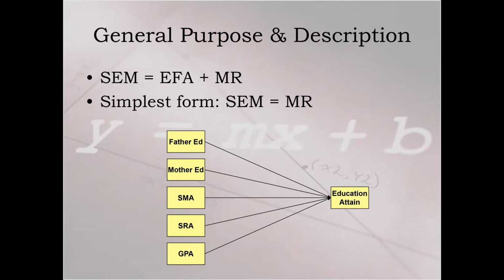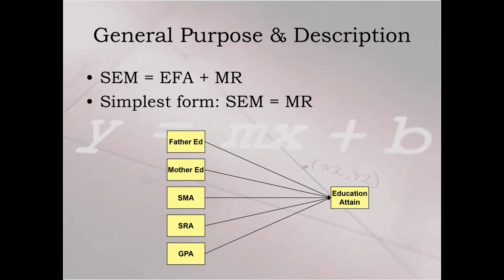So let's talk about the simplest kind of path analysis. I probably could have made this even simpler by just using one variable predicting one other variable. Structural equation modeling is, again, a larger family, and it is a combination of exploratory factor analysis and multiple regression. But in its simplest form, the one that is the focus of this part of the class, structural equation modeling is multiple regression, or really in its absolute simplest form, it's just correlation.